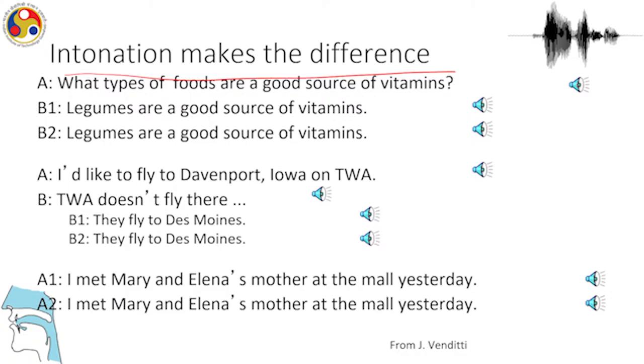We had seen how intonation makes a difference. Remember how we played these sentences. What types of foods are good source of vitamins? The response could be legumes are a good source of vitamins, or legumes are a good source of vitamins, or legumes are a good source of vitamins. So you can have three different ways of answering that question depending on how the question is different.